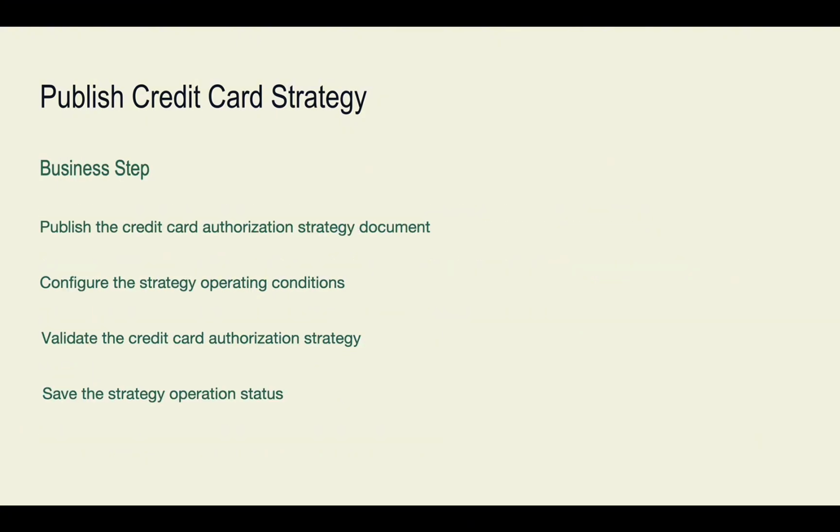The detailed steps are as follows. First, we publish the credit card authorization strategy document. Next, we configure the strategy operating conditions. Then, we validate the credit card authorization strategy to make sure everything works as expected. Finally, we save the strategy operation status to create a complete feedback loop. In the end, the output of this task is the credit card authorization strategy deployment report, which reflects the actual deployment results and status of the strategy.